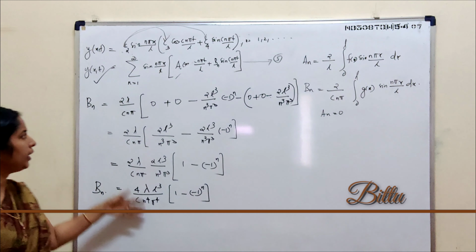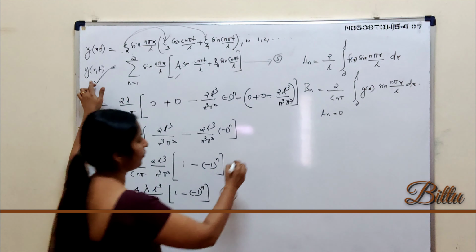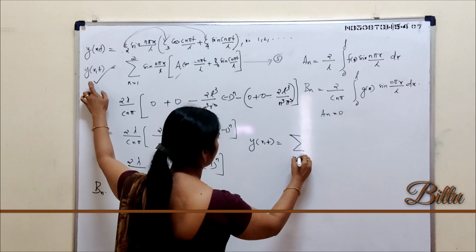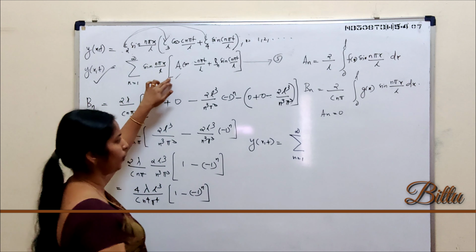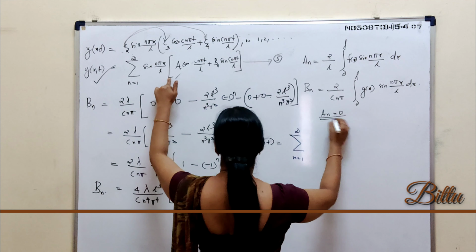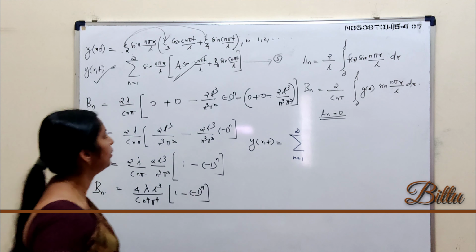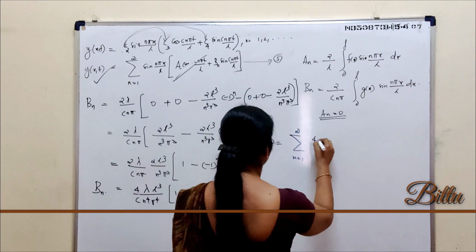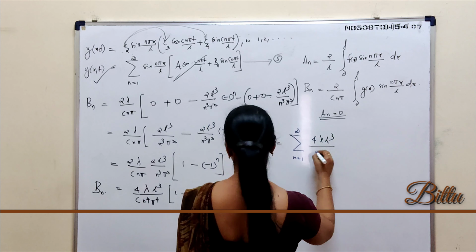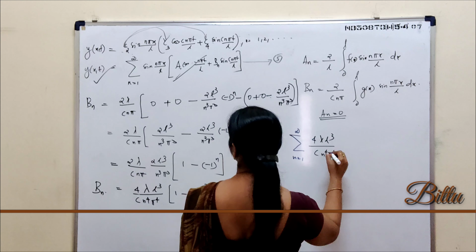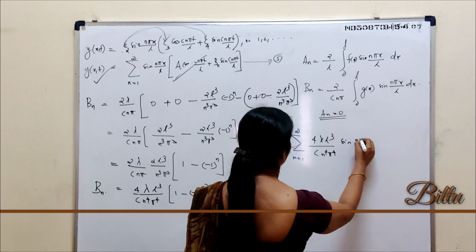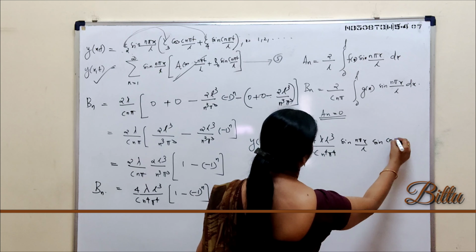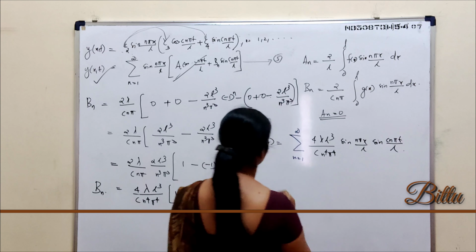We have to substitute Bn in equation number 5. So y of x, t becomes sigma n equal to 1 to infinity. See, in this equation we notice n equal to 0, so this term is 0 and Bn is given by this one. So we can write 4 lambda L cube by c n raised to 4 pi raised to 4 into sin(n pi x by L) sin(c n pi t by L).